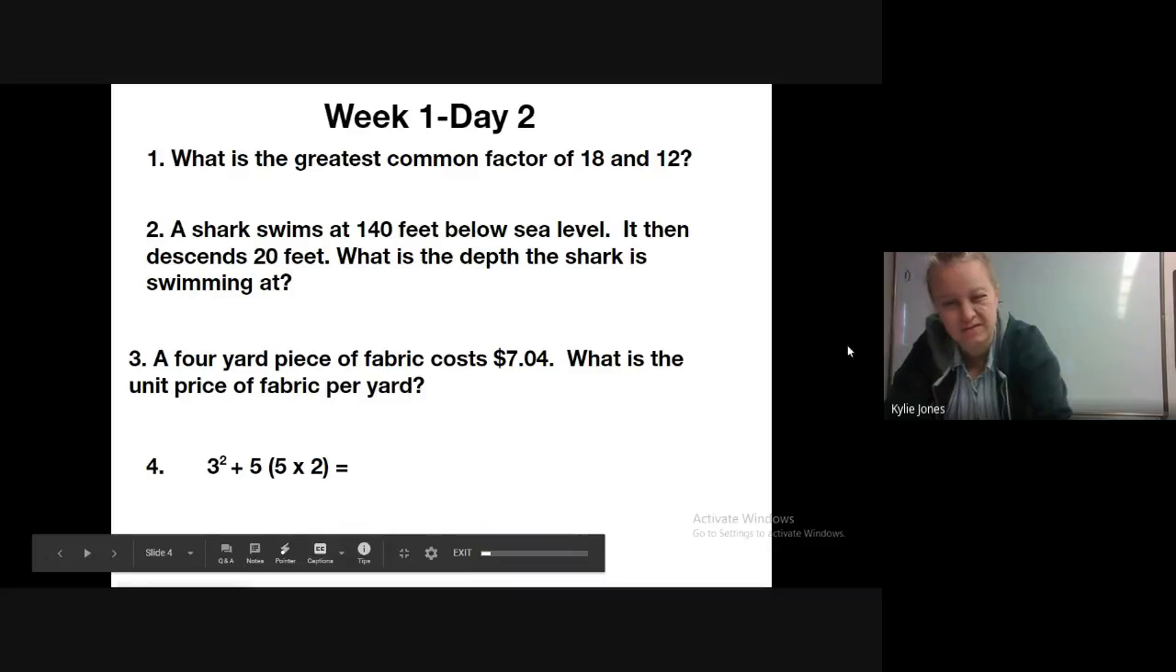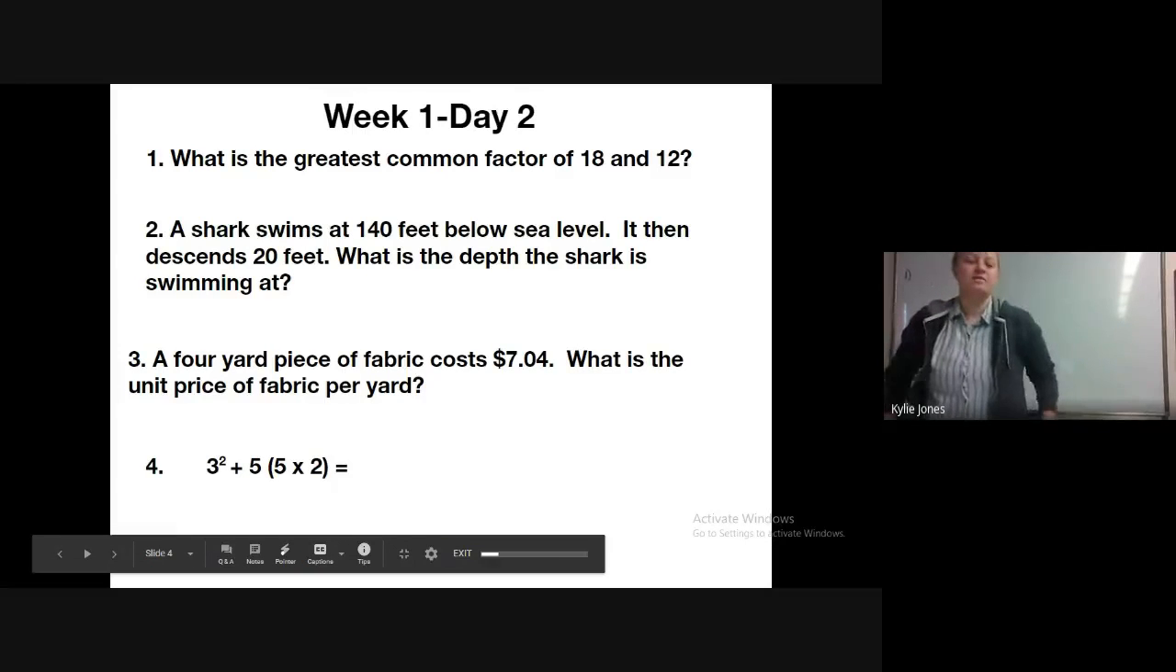Give you guys about 7 or 8 minutes. Number 1, you're going to find the greatest common factor between 18 and 12. Number 2, a shark swims at 140 feet below sea level. Then it descends 20 feet. What is the depth that the shark is swimming at? Number 3, a 4-yard piece of fabric costs $7.04. What is the price of fabric per yard? So that's a unit rate.